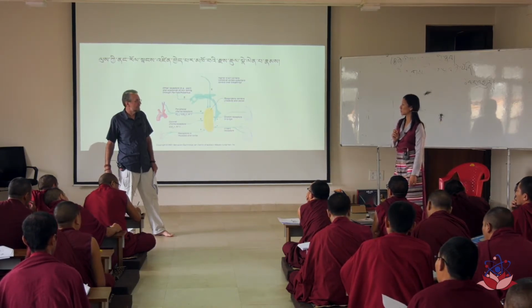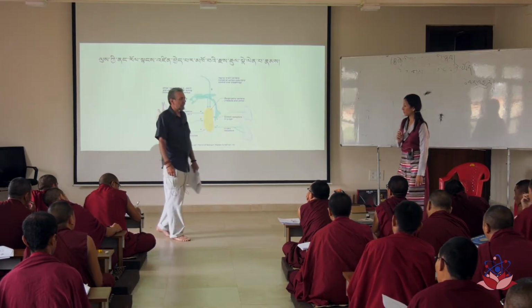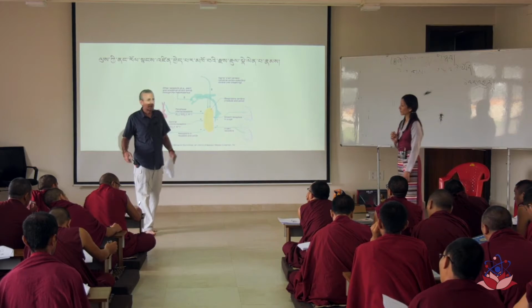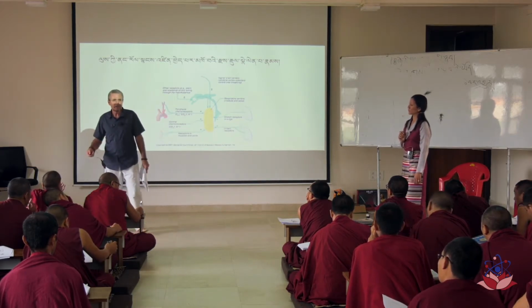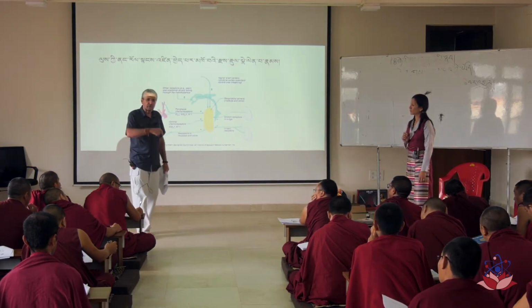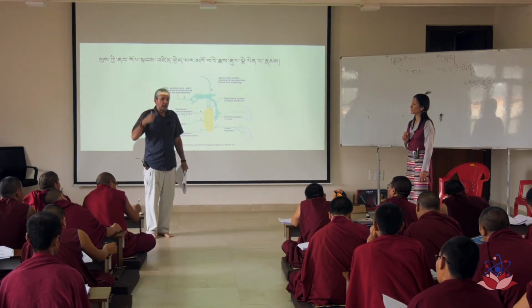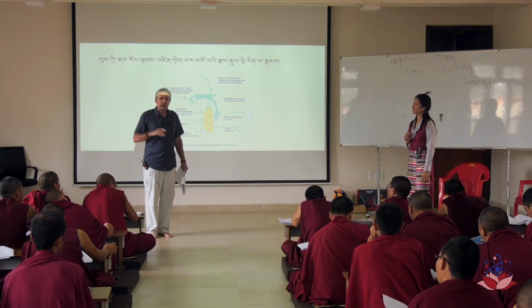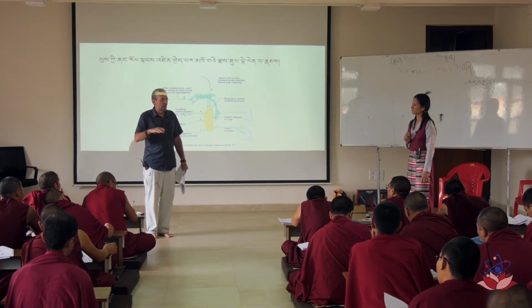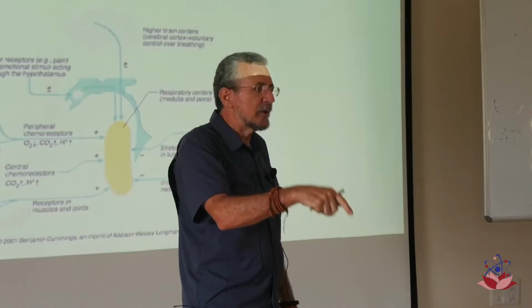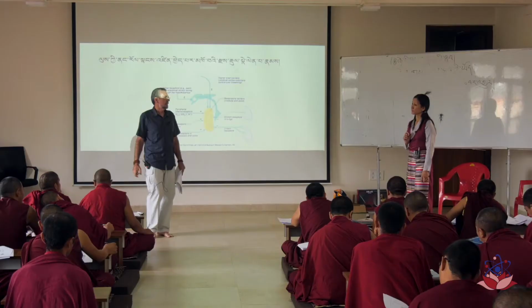Blood, circulation of blood. Right? So circulation of blood, the amount of oxygen in your blood, the amount of carbon dioxide in your blood. So these sensory neurons transmit information into the brainstem. And for example, if the oxygen level is low in the blood, the brainstem will send information to increase the rate at which you breathe.